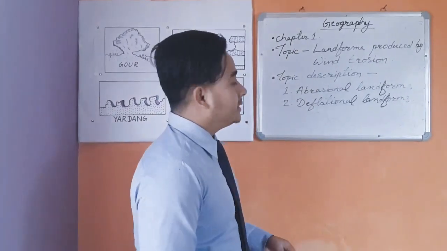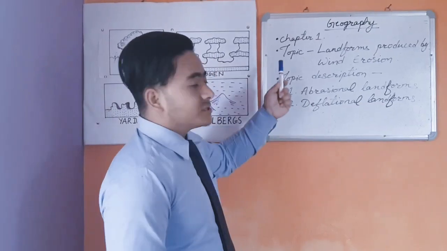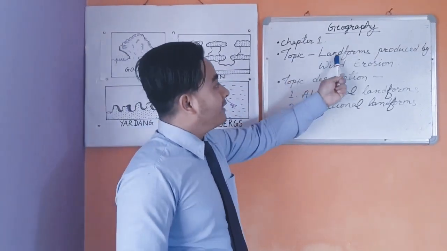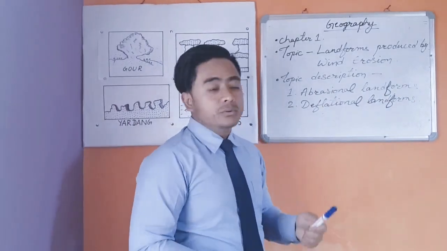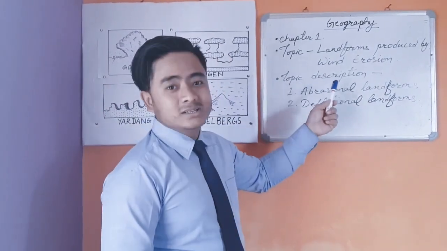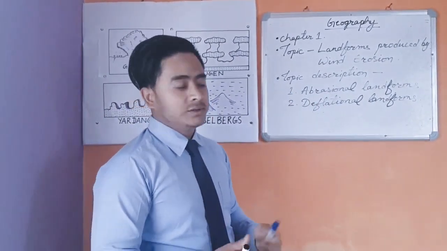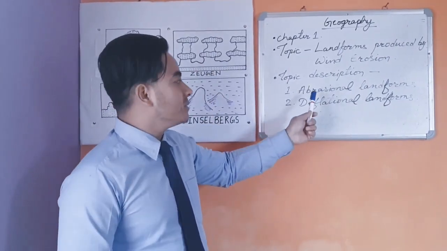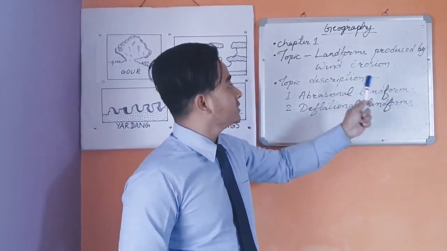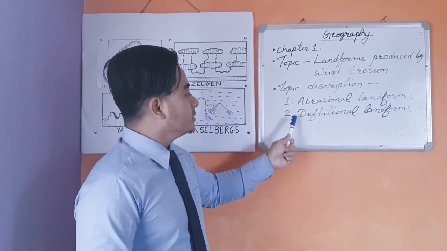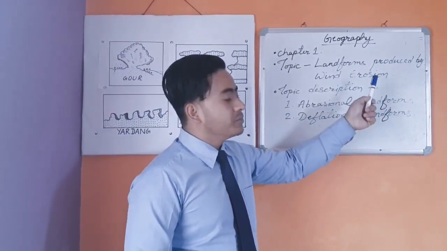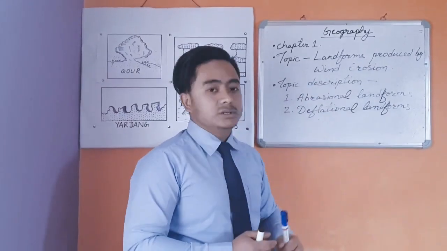So today in this lesson, we will discuss the topic landforms produced by wind erosion. Within this topic, we will discuss 2 points. First, abrasional landforms produced by wind erosion, and number 2, deflational landforms produced by wind erosion.